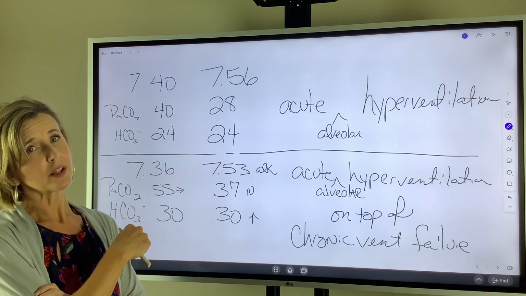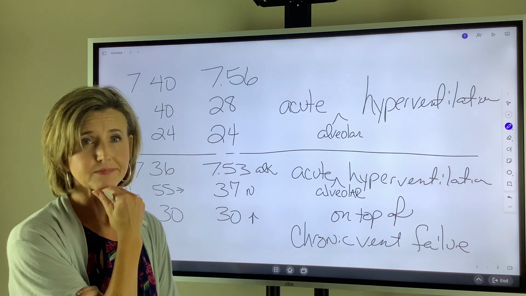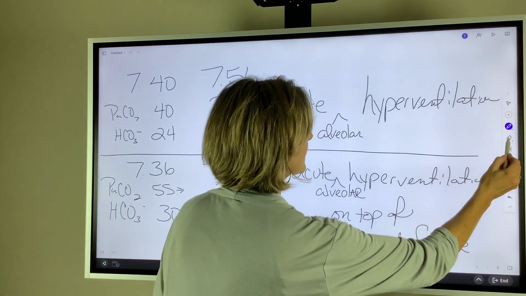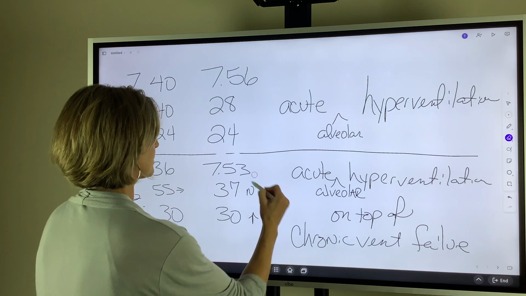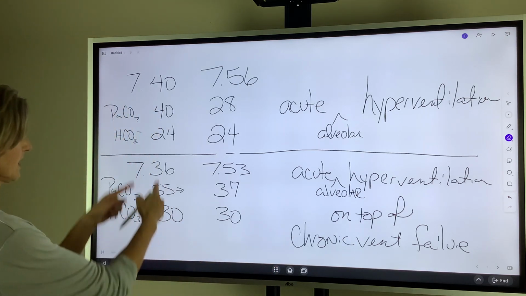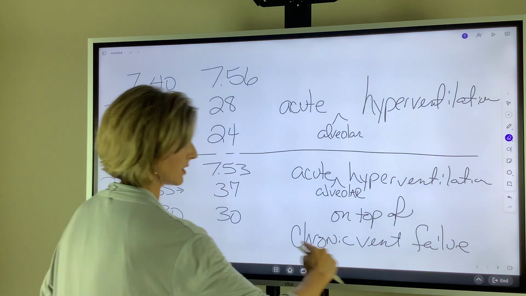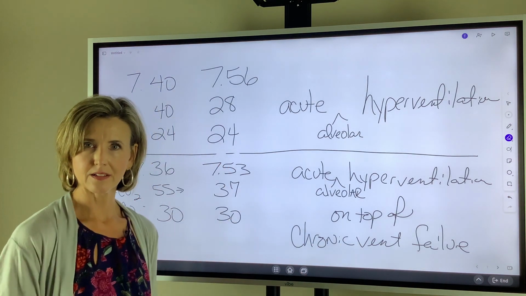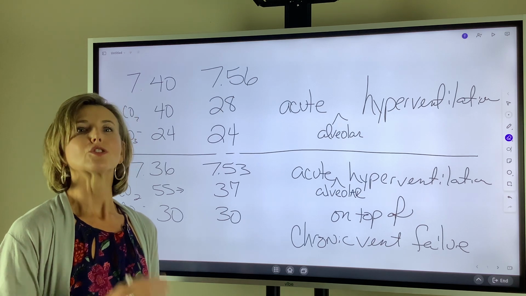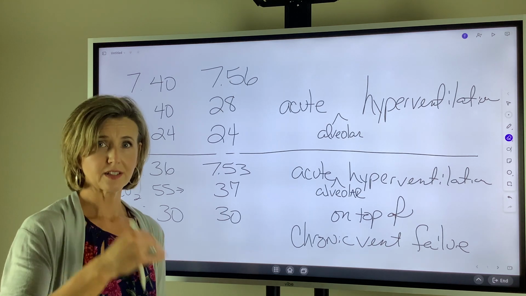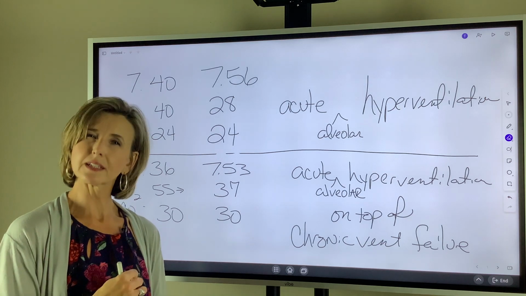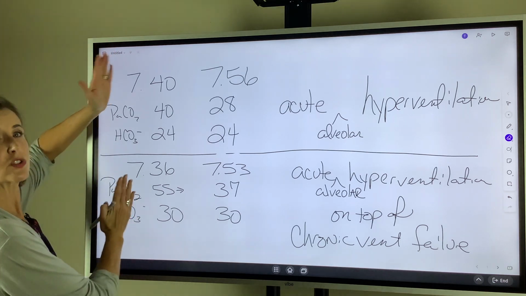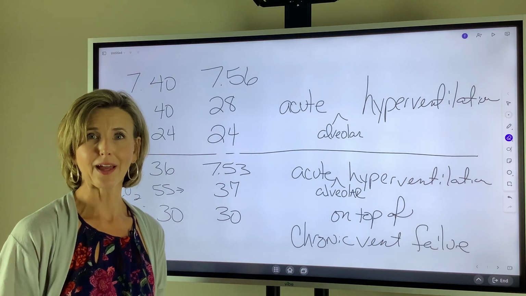But when you say metabolic, you're blaming it on the kidneys. And this is not a kidney problem. It just really isn't. What it is, is a person that lives in chronic ventilatory failure, so on top of chronic ventilatory failure, acutely hyperventilating. All right, so you may have to go back and watch this lesson multiple times because it is a little bit rough of a transition, but always start out with your 2 sets of normal, okay?